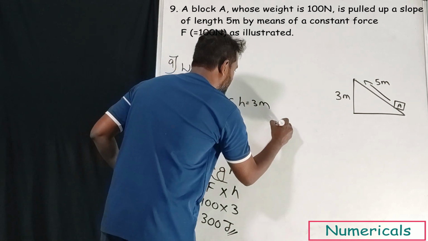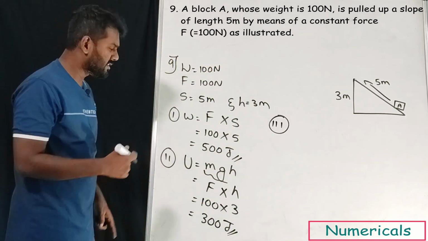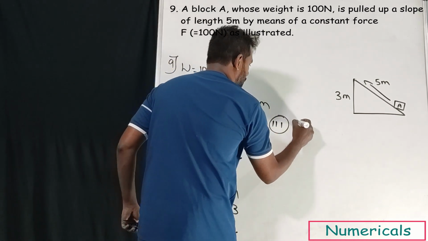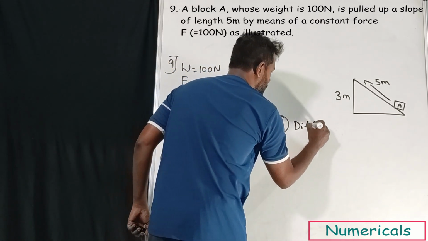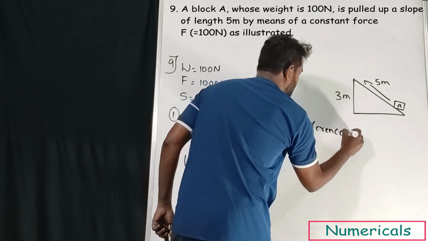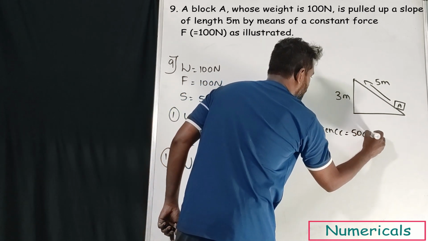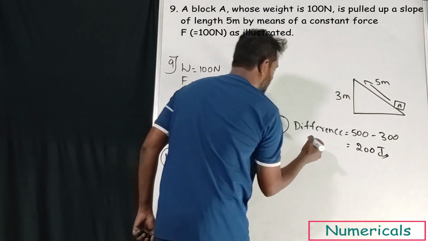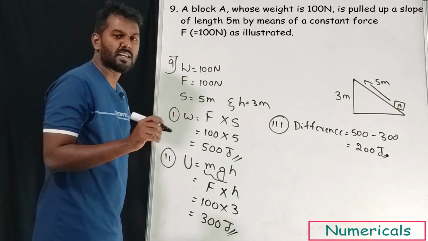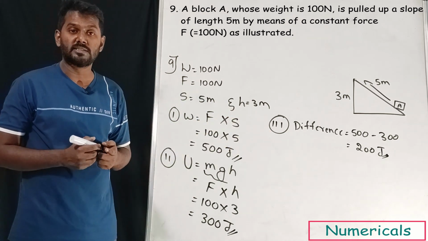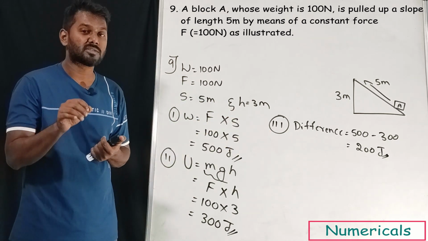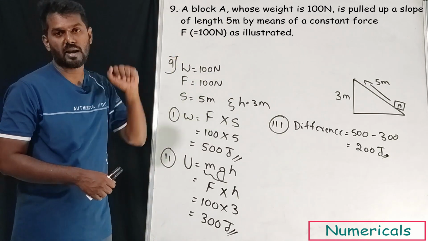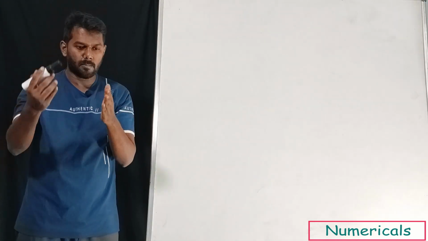Now why is there a difference in work done and potential energy? First we will find the difference. So difference is equal to 500 minus 300, that is 200 joules, correct? They are asking for the reason. The reason is the loss of energy due to friction. The loss of energy due to friction while moving the block on the slope. That's it.